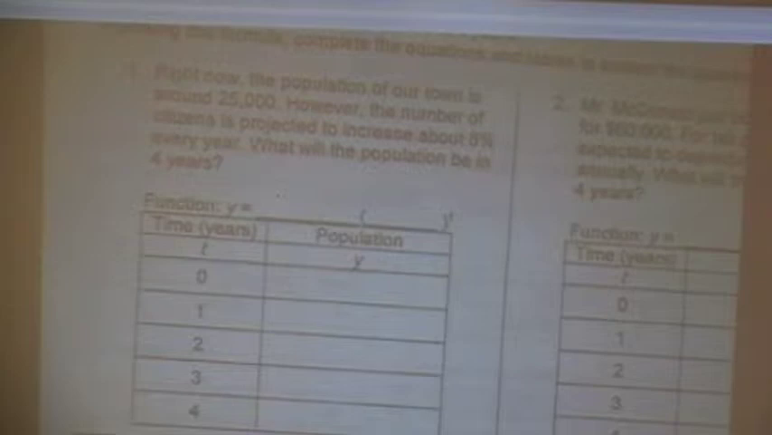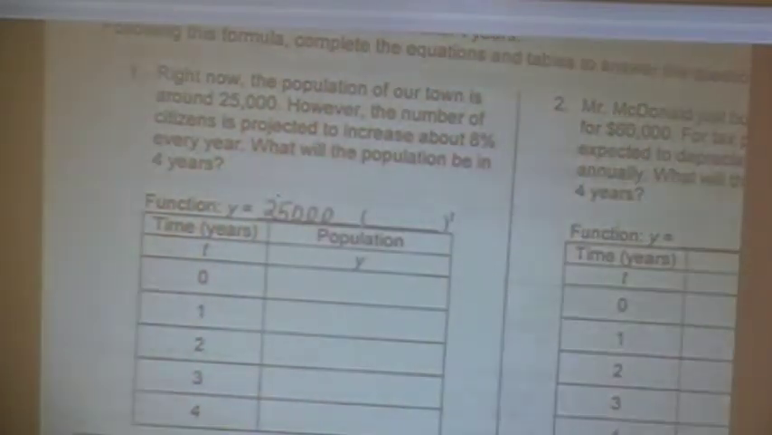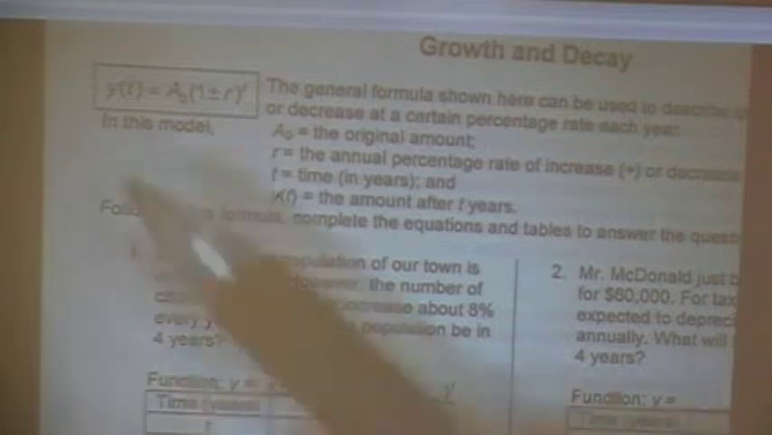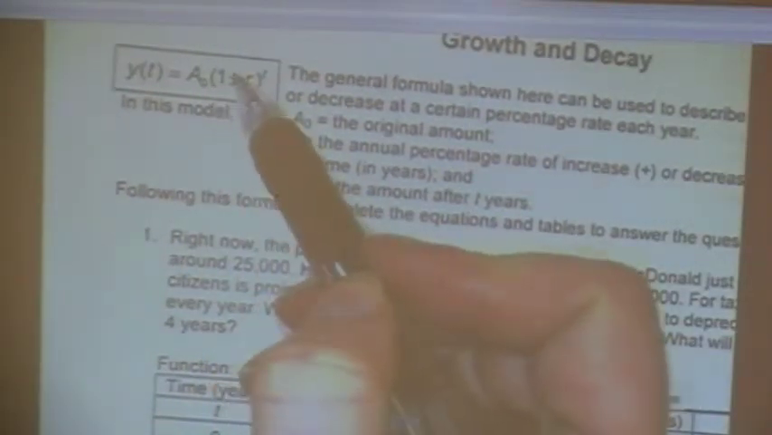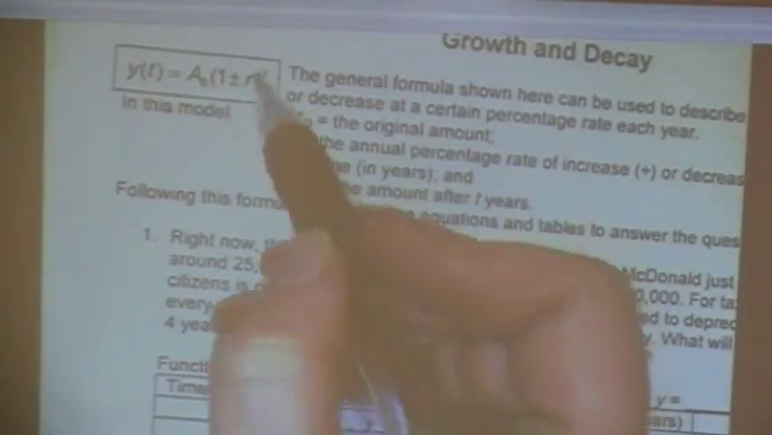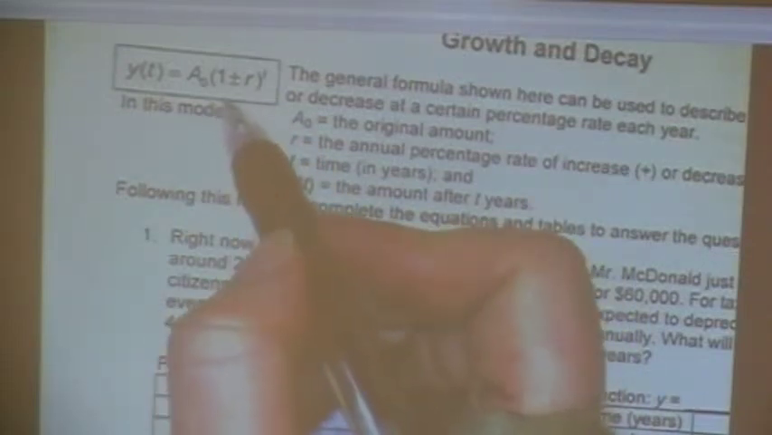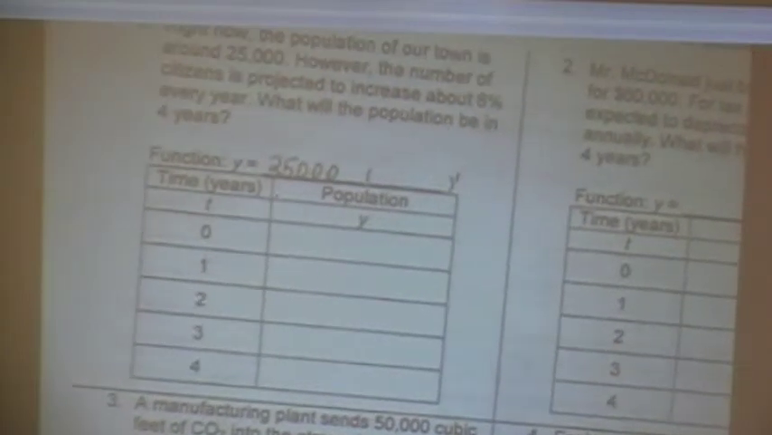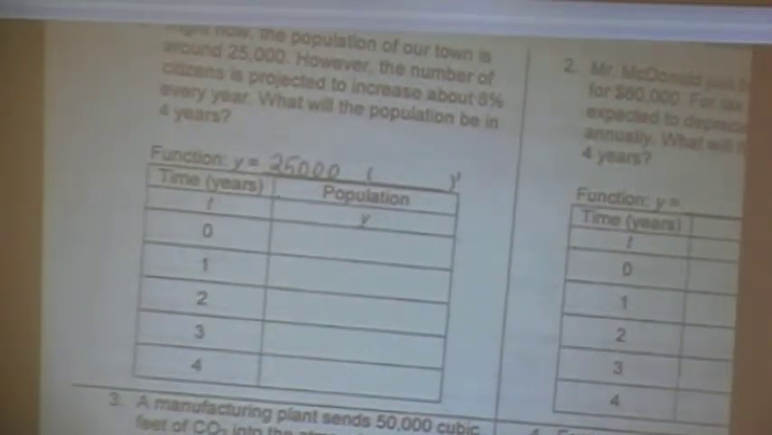So remember, your A sub O, or your A value, is the original amount, which is 25,000. And it always goes in the front. The formula at the top of the page tells me that I'm going to do 1 plus R or 1 minus R, depending on whether or not this is growth or decay. So in this case, am I doing 1 plus R or 1 minus R? 1 plus R. So I'm going to do 1 plus 0.08. So my formula is going to be 1.08.